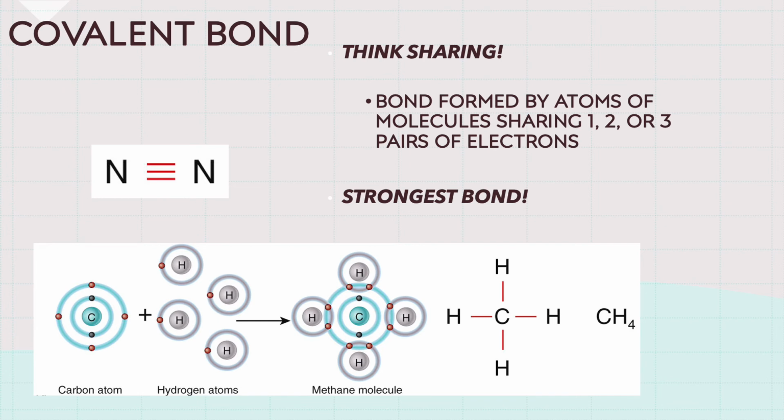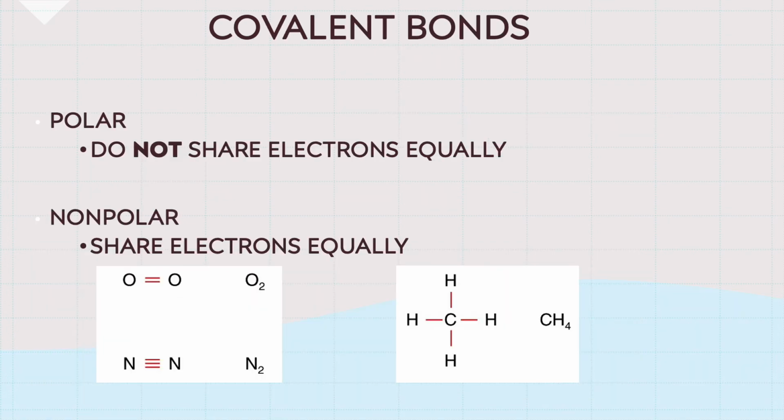So again, covalent bond is going to be the bond formed by atoms of molecules sharing 1 or 2 or 3 pairs of electrons. So we can see these nitrogen atoms are sharing 3 electrons. There are 2 types of covalent bonds, polar and nonpolar. In polar covalent bonds, they do not share their electrons equally, while in nonpolar, they are going to share their electrons equally. So an example of that would be oxygen. Another example would be nitrogen and methane gas.